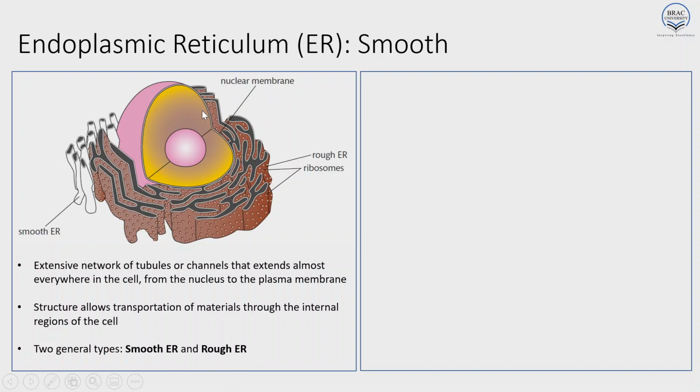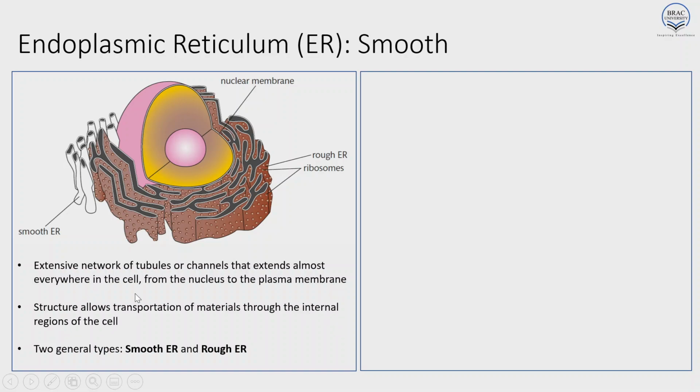So this is the nucleus, we know that, and this is the ER, rough ER, and these white hollow tubes are smooth ER. The ER basically extends from the nucleus throughout the cytoplasm and up to the plasma membrane. So it is an extensive network of tubules or channels. These structures are like hollow tubes that extend from the nucleus to the plasma membrane.